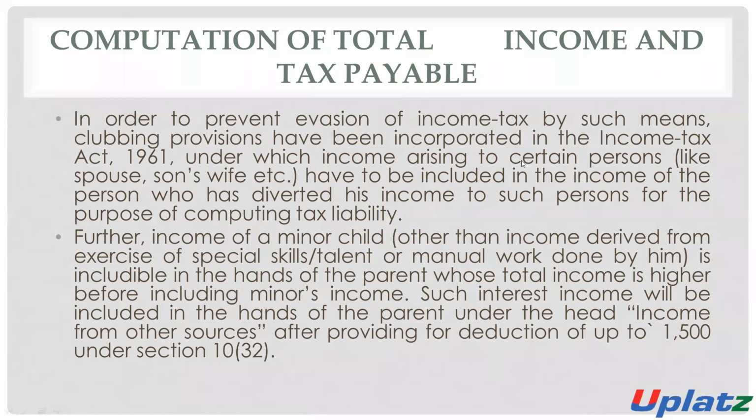So, under this provision, income arising to a certain person has to be included in the income of the person who has diverted his income in the name of any other person, where we compute the taxable income of such assessee. Further, if there is any income earned by the minor child, it will be included in the total income of the parent whose total income is higher, before including the minor's income.